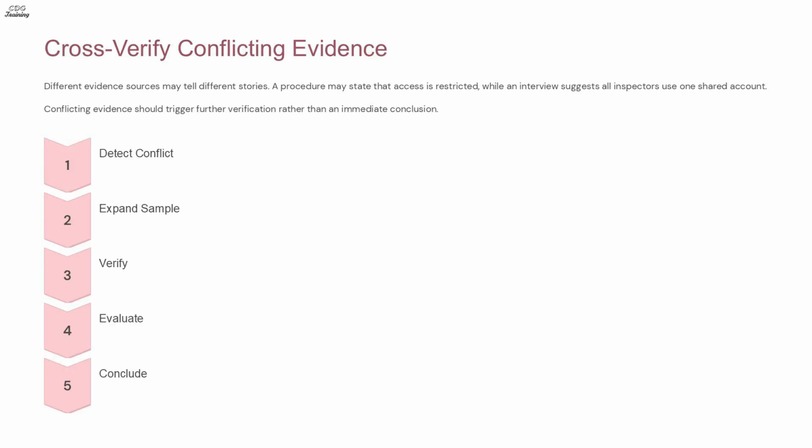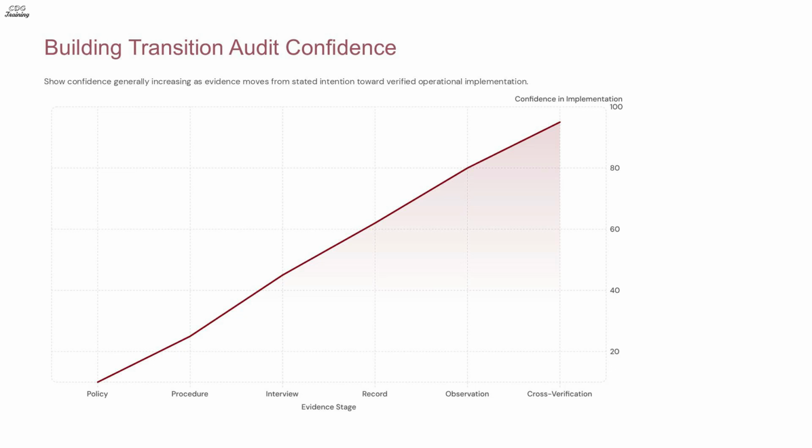Conflicting evidence requires further verification rather than immediate conclusions. Detect conflicts, expand samples, and verify thoroughly. Confidence in transition audits grows as evidence moves from intention to verified implementation. Each stage from policy to cross-verification builds assurance.